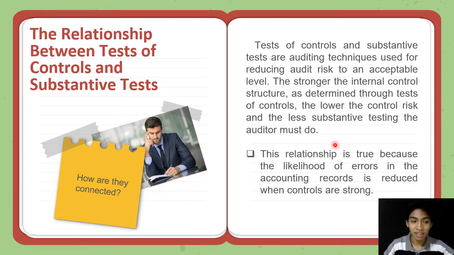In contrast, the weaker the internal control structure, the greater the control risk, and the more substantive testing the auditor must perform to reduce total audit risk. Evidence of weak controls forces the auditor to extend substantive testing to search for misstatements.